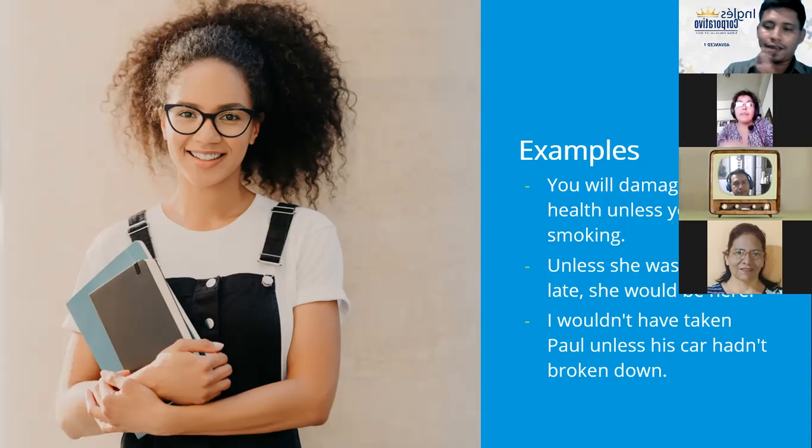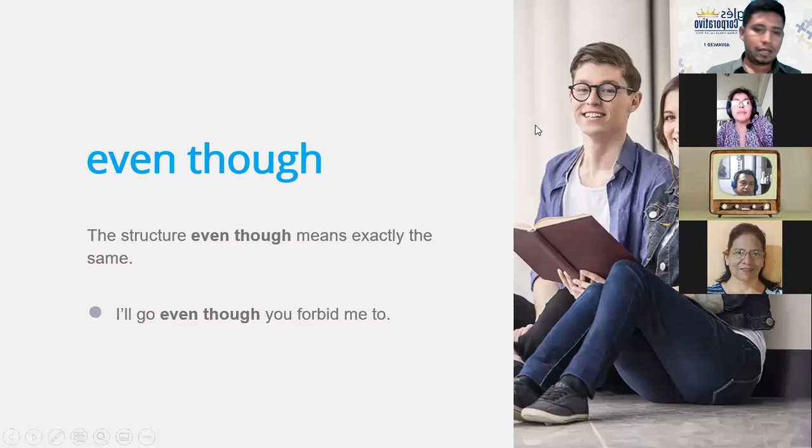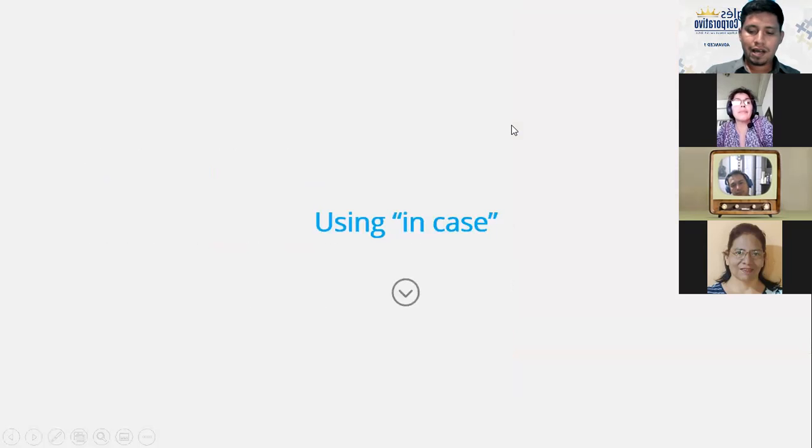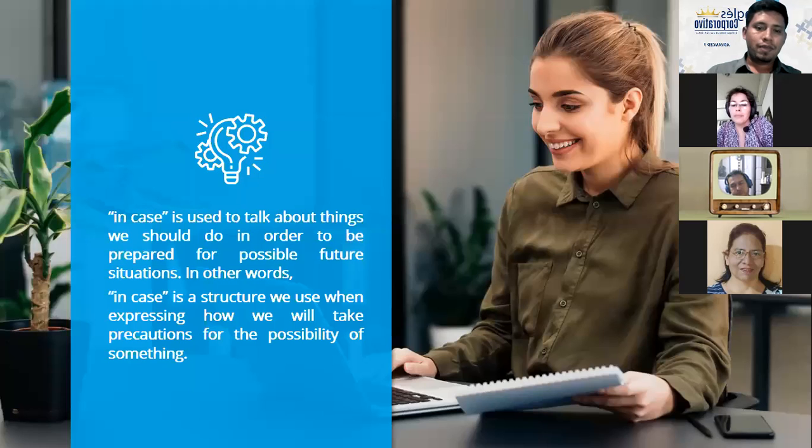Yes, okay. Then we have the other sentence that says, unless she was working late, she will be here. I wouldn't have taken Paul unless his car hadn't broken down. There we have some of these connections. Sorry, this is the same. And we're going to see the word in case. What happened with the word in case?